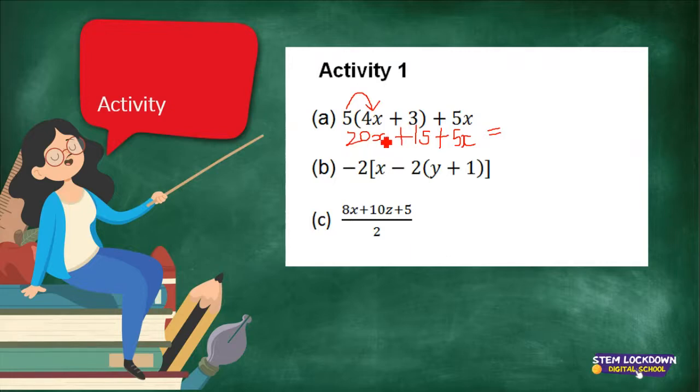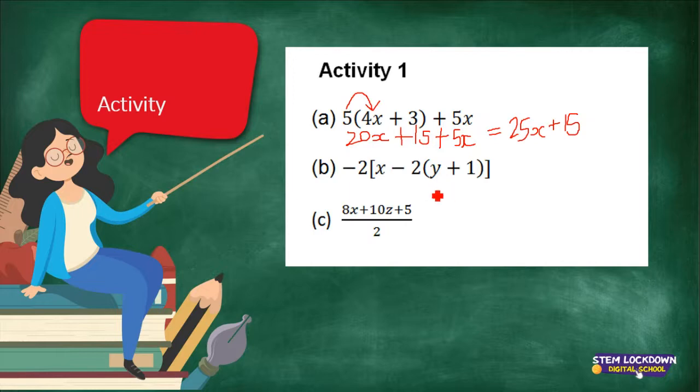What is 20x plus 5x? Remember, you need to add like terms together. Obviously, 20x plus 5x is like 20 apples plus 5 apples. We now have 25 apples, so we have 25x plus 15. This one was nice and simple.